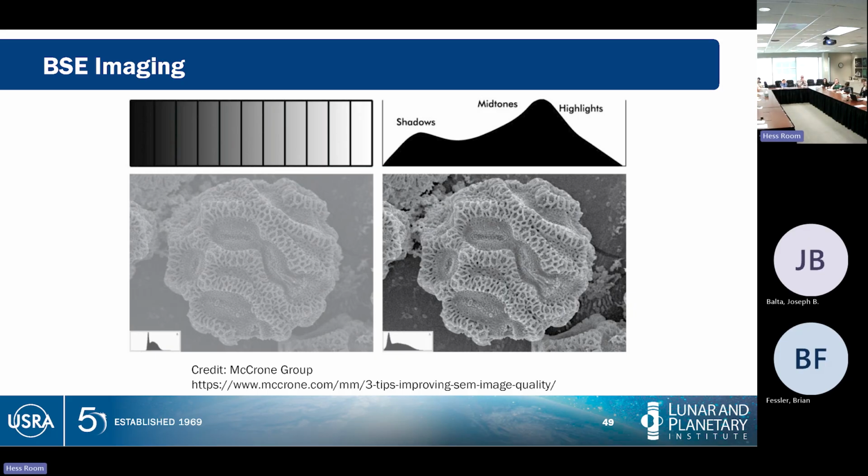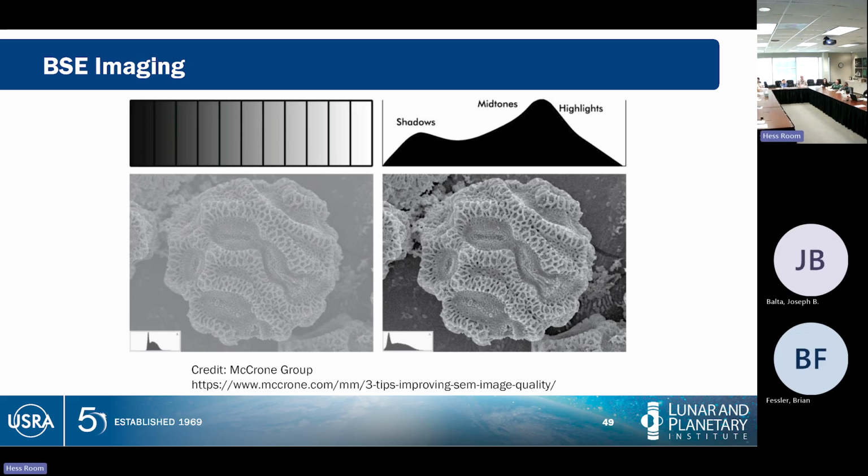Contrast on the SEM is, what am I looking at? If I look across a low contrast, broad field, things that are similar in atomic number will blend together.